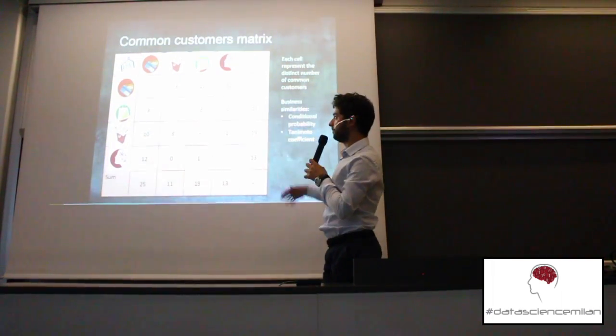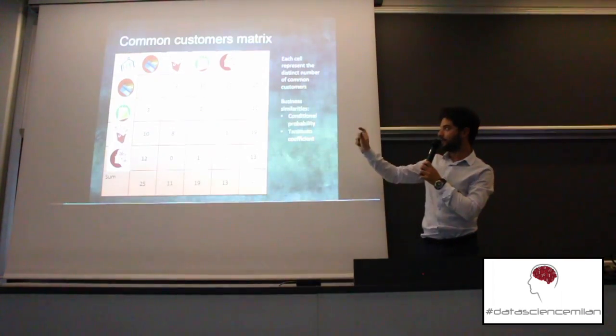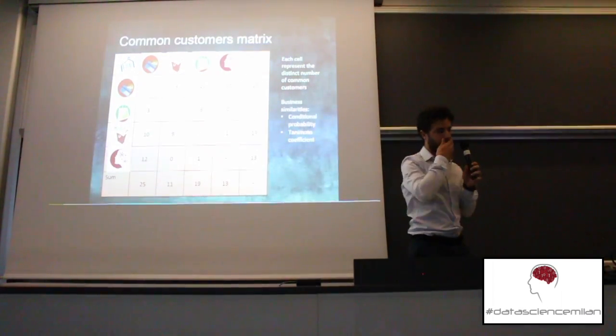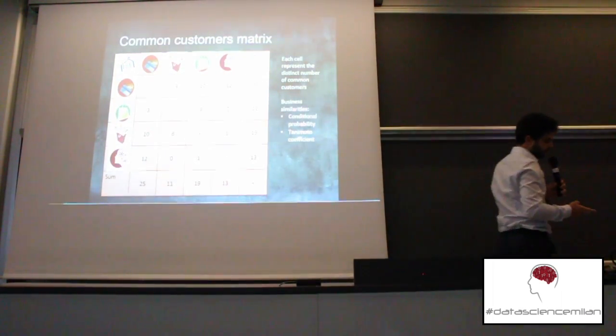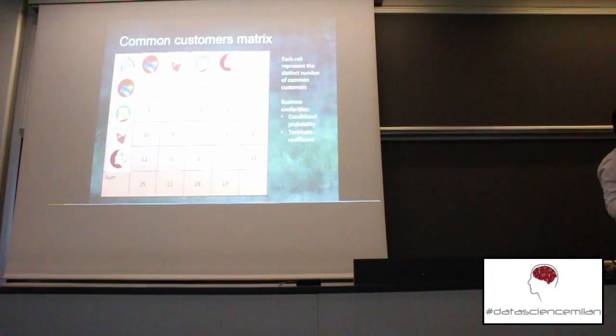That's the way we build the matrix, and now we can compute the similarity between each pair in two ways. The most standard one is the conditional probability, but a little bit better way is the Tanimoto coefficient. I'm not going to tell you what the Tanimoto coefficient is, even I don't remember, but check it out. It works better than conditional probability.